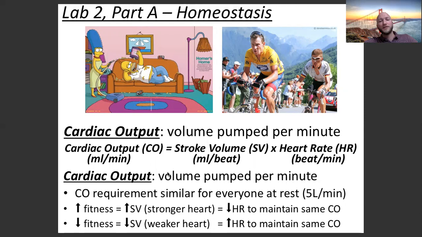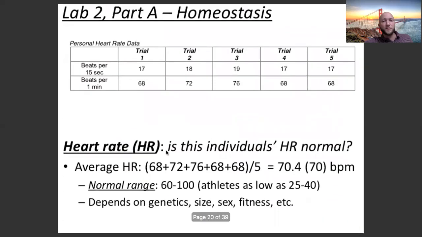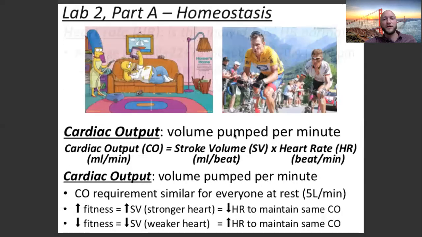If you increase the amount of blood you can pump per beat, you can have a lower heart rate and still have the same cardiac output. If you increase this variable by being an exerciser and having a stronger heart, you can decrease the heart rate variable while maintaining the same cardiac output. So usually it's the exercisers who have the lowest resting heart rate. But genetics plays a role, size plays a role, sex and fitness all play a role in resting heart rate. Normal range is 60 to 100 for resting heart rate.